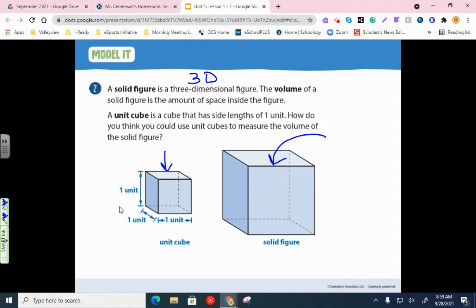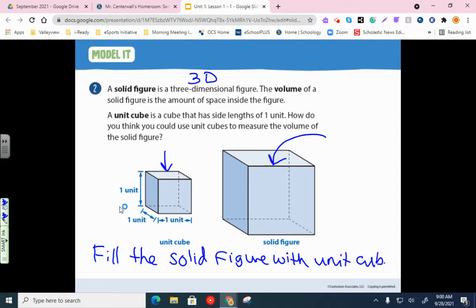So to measure this solid figure, we would fill the solid figure with unit cubes, just like that. And if we looked at it this way, actually, you know what? We wouldn't do it like that.